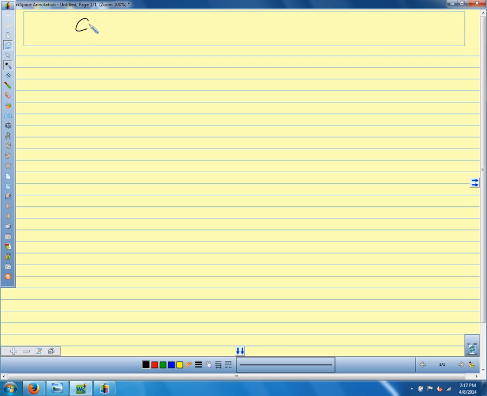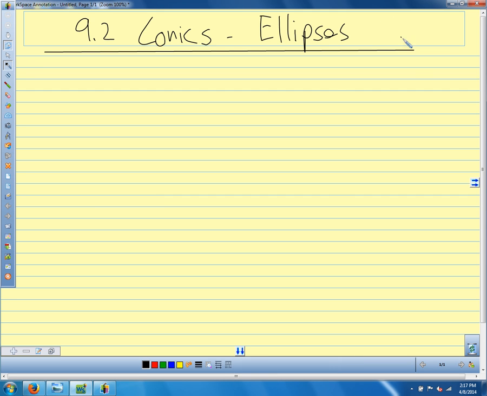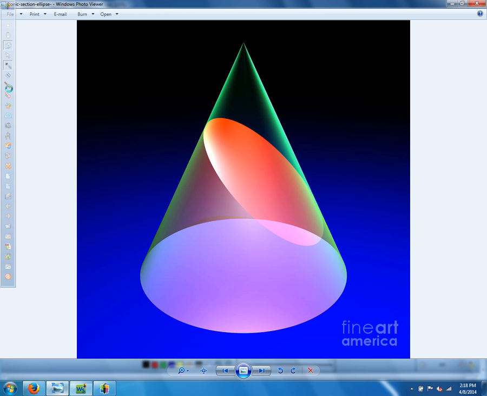Alright, so we're in section, what is this, 9.2? Alright, so we're going to talk about ellipses. And we've started with all of our conic sections. We said they're conic sections. So let me grab a picture to show how our ellipse is related to the cone.